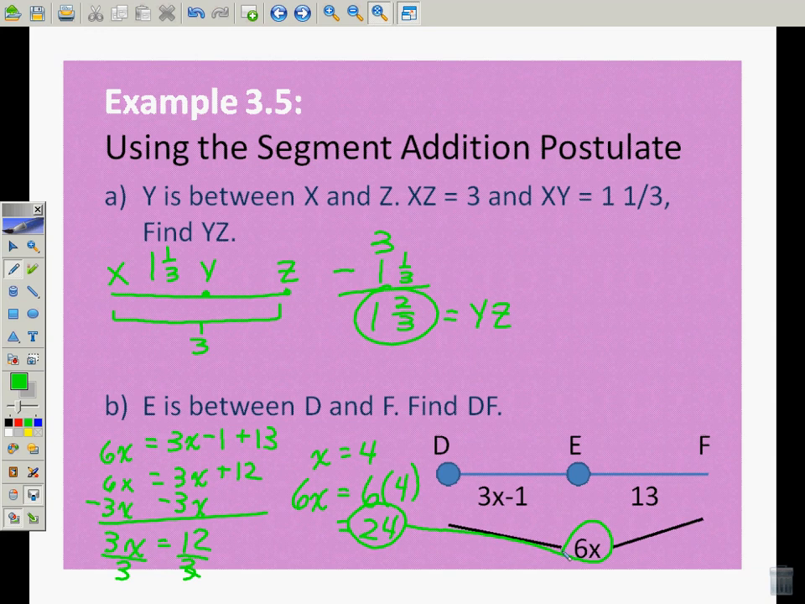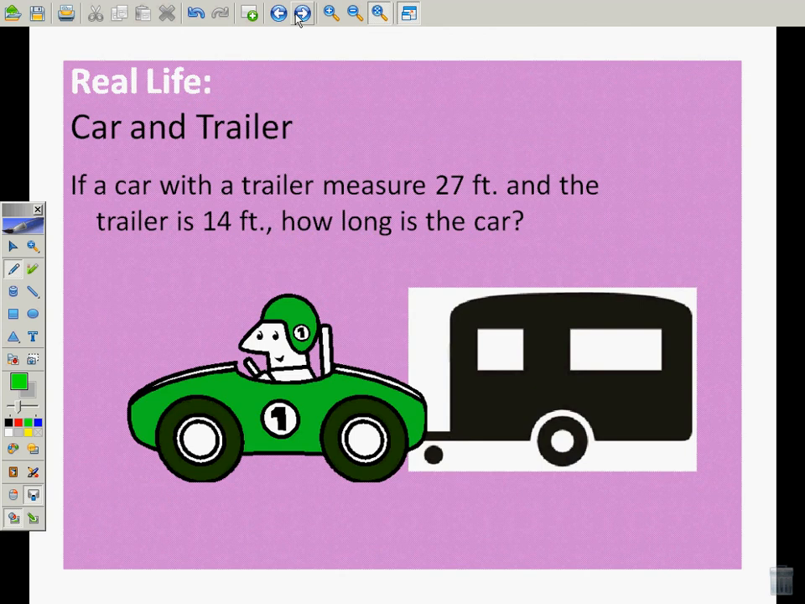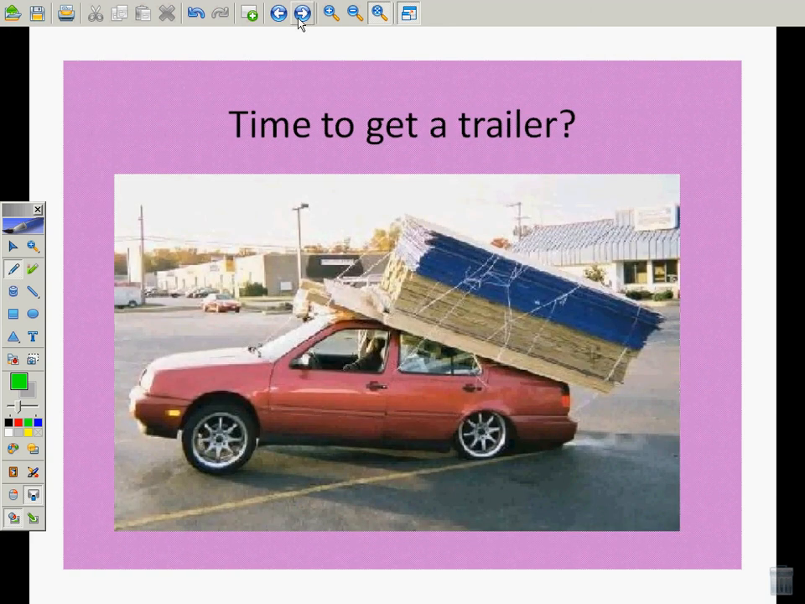Here's a real life example. If a car with a trailer measures 27 feet, car and a trailer measure 27 feet, the trailer is 14 feet, how long is the car? Well, if this is 14 feet and the whole thing's 27, you're thinking to yourself, it must be 13. The real question is, how do you know when you're supposed to get a new trailer? It's time. Okay? So this man needs to get a new trailer.